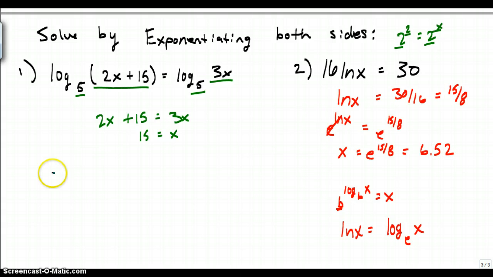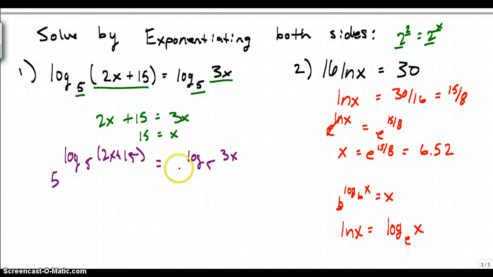Now if we go back to our first example, I'm going to show you how to exponentiate both sides here. So we want to exponentiate and make this whole thing an exponent. So I'm going to have some number raised to the log base 5 of 2x plus 15 power equals some number raised to the log base 5 of 3x. Well, that number is 5. So I have 5 raised to this power, 5 raised to this power. These cancel, and I'm back where I started with 2x plus 15 equal to 3x, so x equals 15.